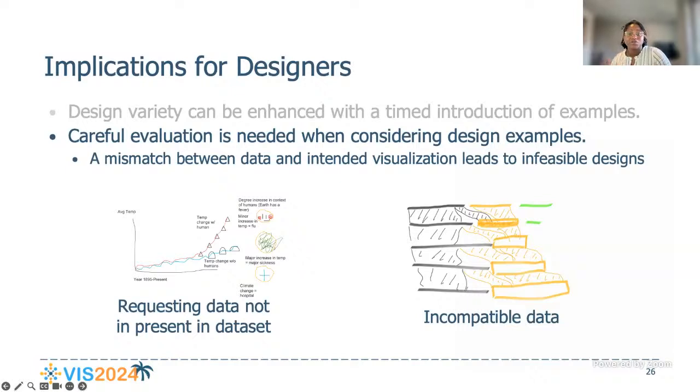So here we have 2 examples of some of these infeasible designs. In the first one, the user was trying to include data that was not present in the data set that they were provided with. While in the second one, the designer was attempting to create a Sankey diagram with incompatible data. And these types of issues repeatedly occurred, and they can easily be mitigated by careful consideration before committing to using designs.